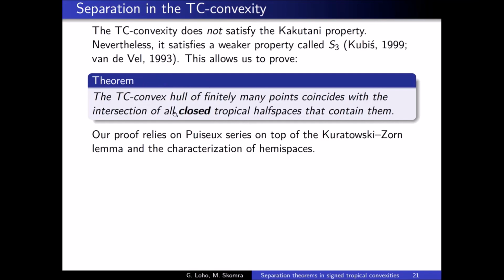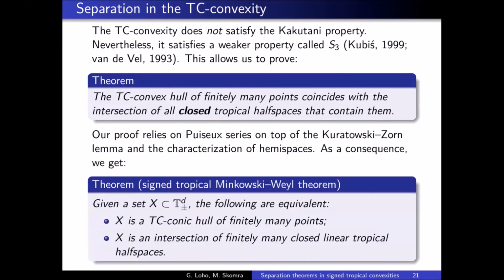And the proof of this theorem is based not only on this abstract convexity, the Kuratowski-Zorn lemma and the characterization of hemispaces, but also at some point we use Puiseux series. So this is really quite an involved proof. But nevertheless, when you have this kind of a theorem, then you already have quite nice corollaries. So let me give you one such corollary. We can get the signed version of the tropical Minkowski-Weyl theorem.